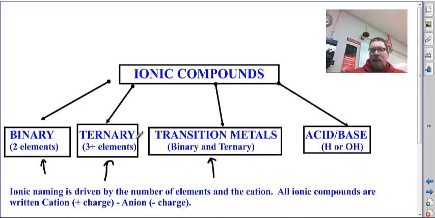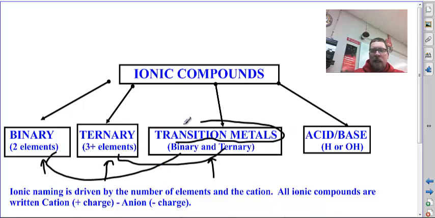So this isn't a new or special type of compound. All it is, is either a binary or a ternary compound, which we've learned how to name already. But the cation, the very first element, is one of these transition metals. It's still cation, anion. It's still, compounds are neutral. You've got to balance them out. The difference in those transition metals is they can have more than one charge, and therefore you have to somehow indicate which one you're working with.